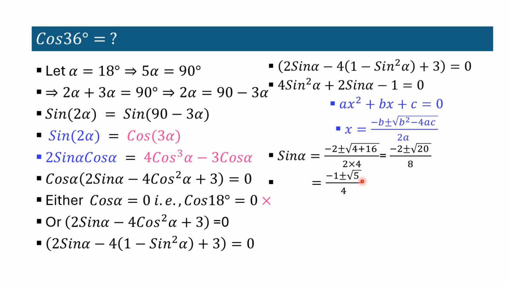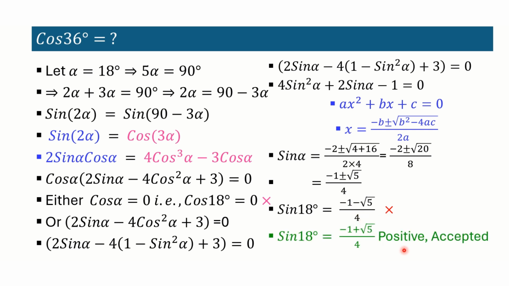So there are two solutions. One is this one, minus 1 minus root 5 by 4. But this is a negative quantity. In the first quadrant, sine alpha or sine 18 degree cannot be negative. So this root is not accepted. The other root, root 5 minus 1 divided by 4, is a positive quantity. So this root is accepted. So sine 18 degree is equal to root 5 minus 1 divided by 4.